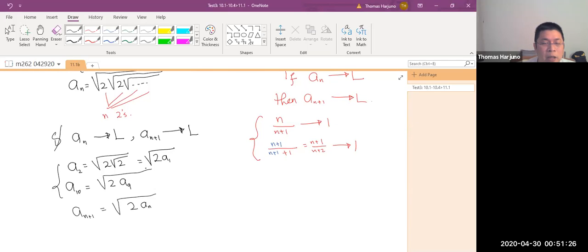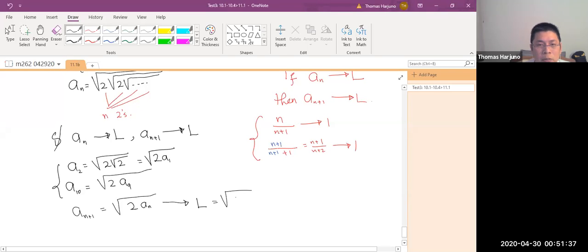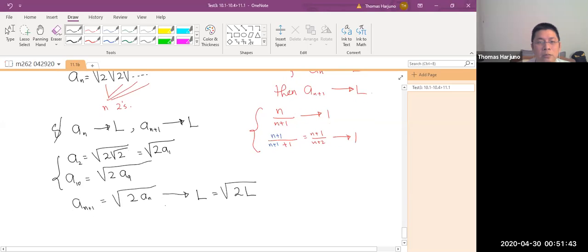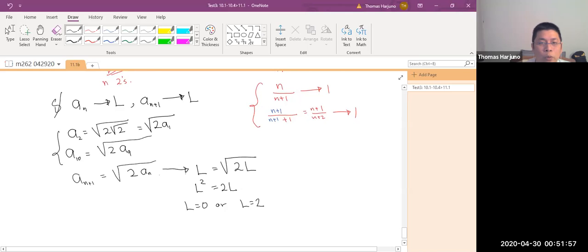Now, if A sub n converges to L, therefore A sub n plus 1 also converges to L, then we will have this equation, right? Then you can solve for that L already. So L squared equals 2L. Either L equals 0 or L equals 2. But we know that L cannot be 0. So it must be L equals 2.